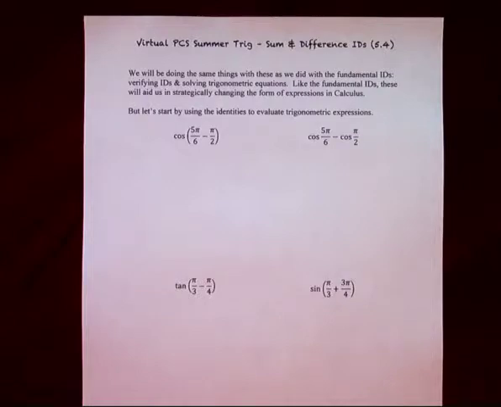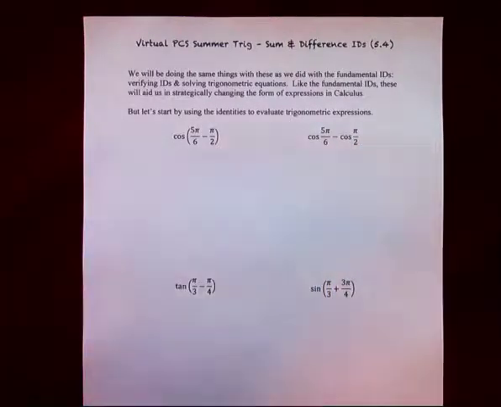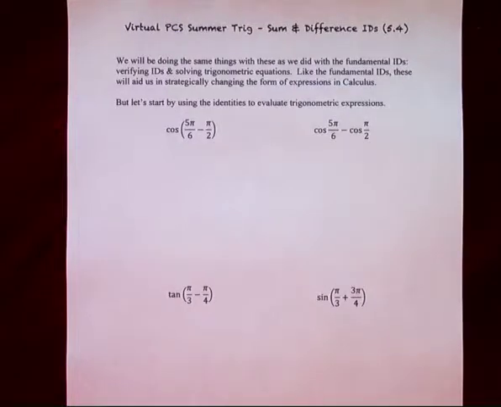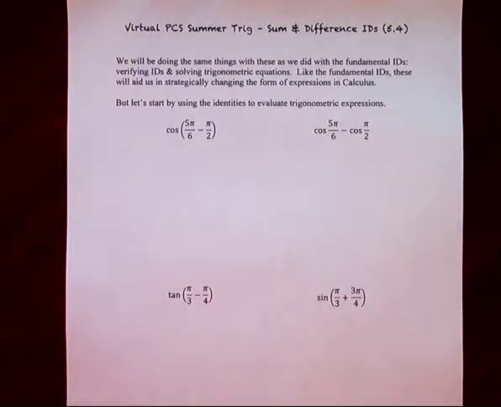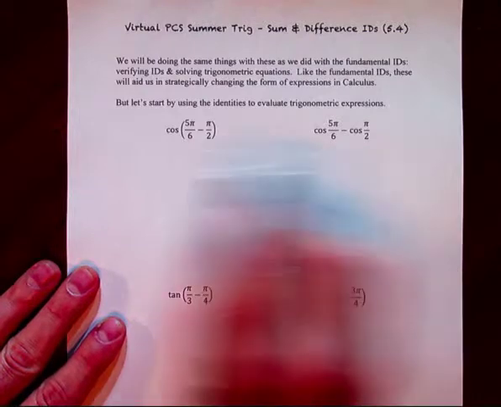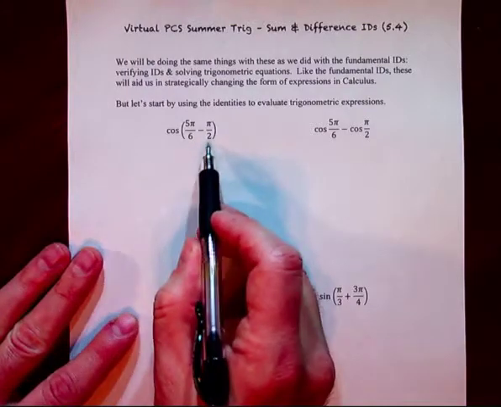We have cosine here of 5 pi over 6 minus pi over 2, okay? And here we have cosine of 5 pi over 6 minus cosine of pi over 2. And like I said in the video for our class discussion, the whole purpose of contrasting these two is to remind us that cosine is not, let me repeat, is not a quantity. Cosine is not a quantity, and therefore these are not equivalent. You can't distribute, quote unquote, cosine across these values.